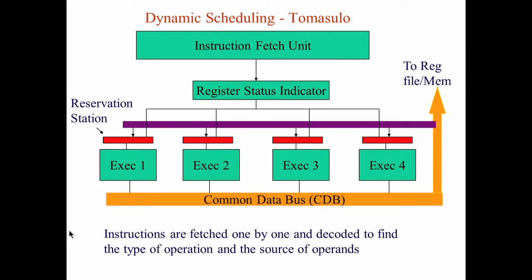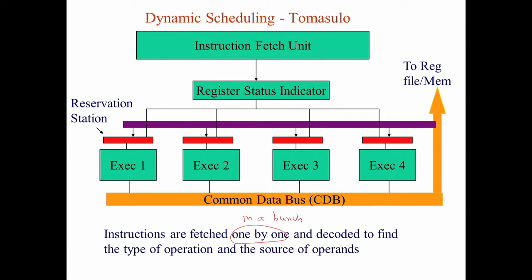So instructions are fetched one by one and decoded to find the type of operation and the source of operations. This is in general. So instructions are fetched in a bunch and decoded to find the type of operation and the source of operands, right. So I will have multiple decode units inside this instruction fetch unit.